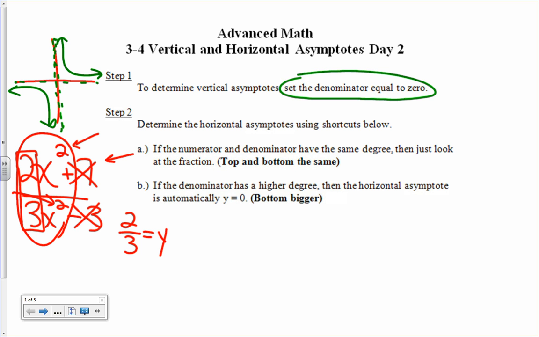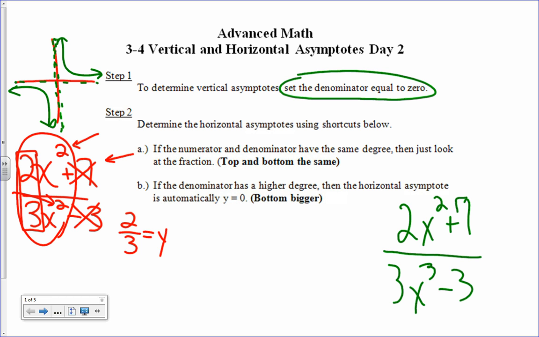Option B is if the denominator has a higher degree, then the horizontal asymptote is automatically y equals 0. There is no more work to do. So an example of that would be, let's just start with the same thing, 2x squared plus 7 over 3x to the third minus 3. Very closely related to the last one, correct? But the degree now down here is 3, the degree there is 2, so the bottom is bigger. So my automatic answer is y equals 0.